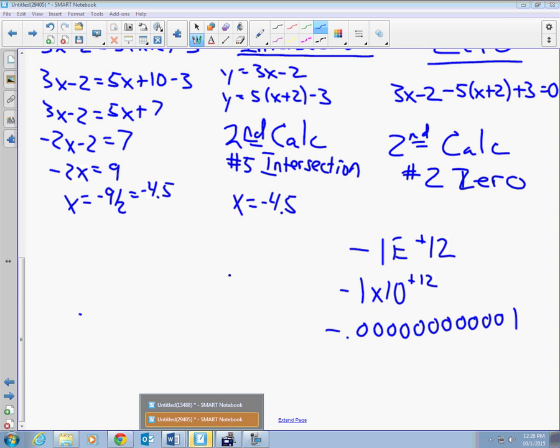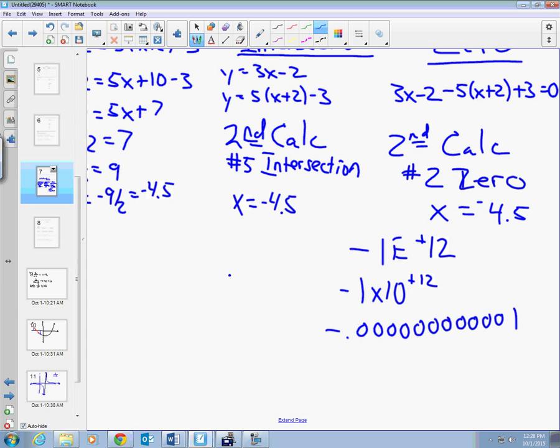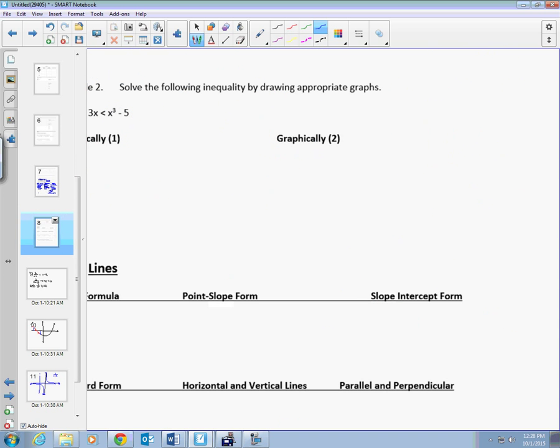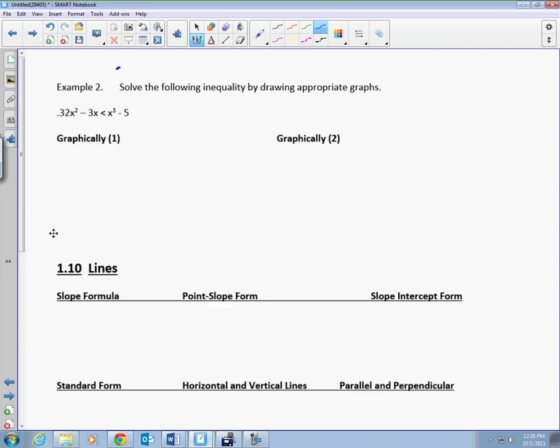Okay, so what do we do? We go second, calculate. We grab number 2 and we press 0. And we got x equal to negative 4.5. Okay, we flip it over. I'm not going to do the intersection again because I just don't think it's very helpful. I want to go to graphically, and we're just going to get rid of this one.